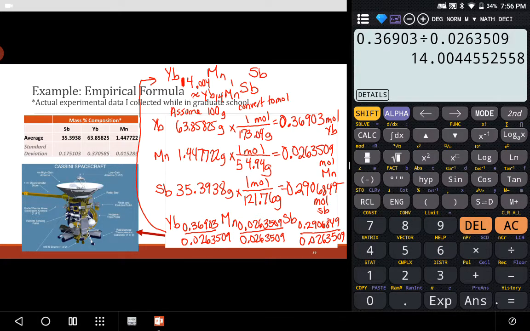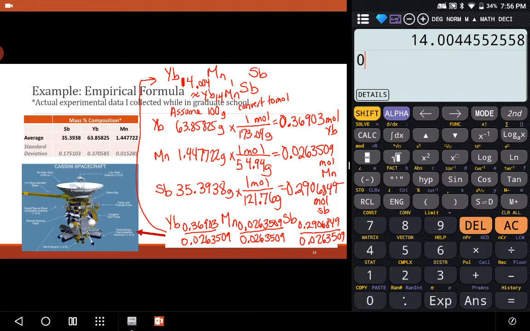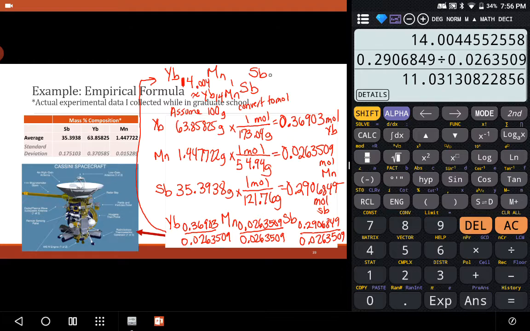Okay, so antimony was 0.2906849 divided by 0.0263509. And so that's 11.0313, which is about equal to 11. So the chemical formula of this compound was ytterbium 14, manganese, antimony 11.